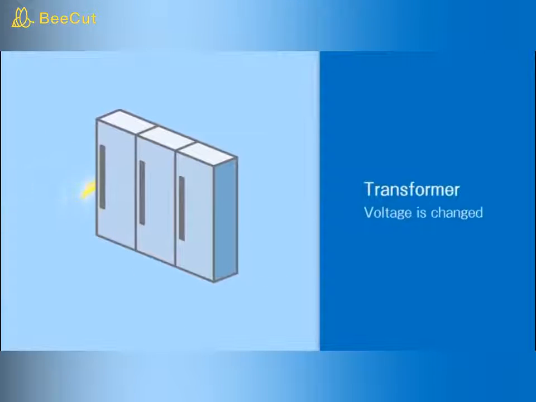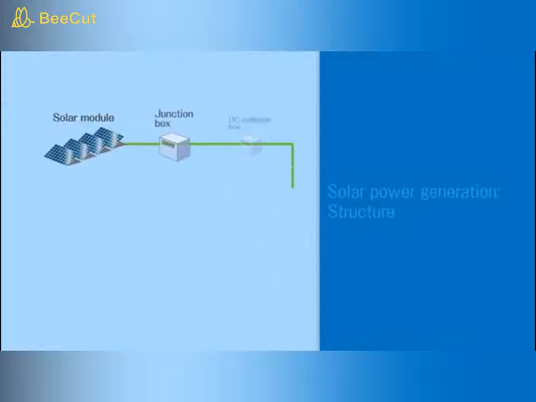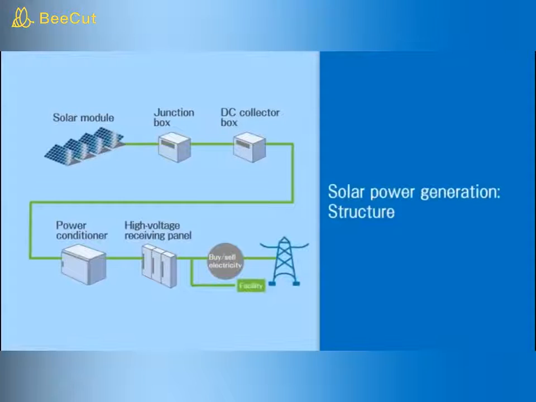The voltage must then be changed with a transformer to that designated by the utility company before the power can be sent to a transmission line. This is how solar power is generated from a module and sent to transmission lines.